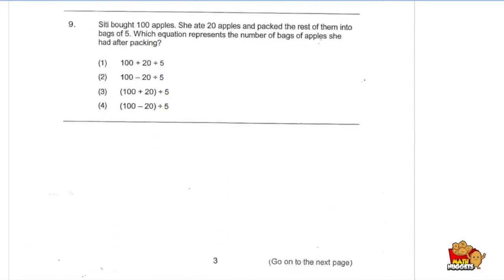Number 9. 100 apples, and she ate 20 and she packed them into bags of 5. Which equation represents this? So first, we need to take 100 minus 20. This is the first step. Afterwards, we divide by 5 for the second step.